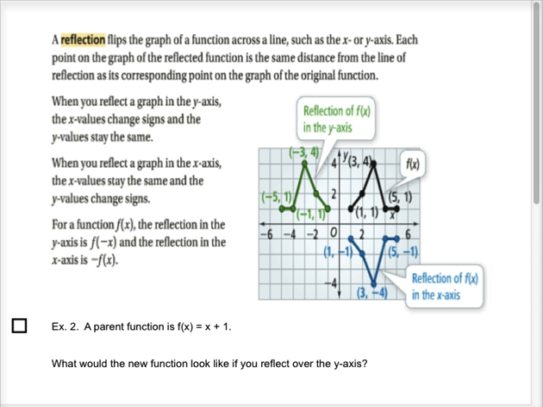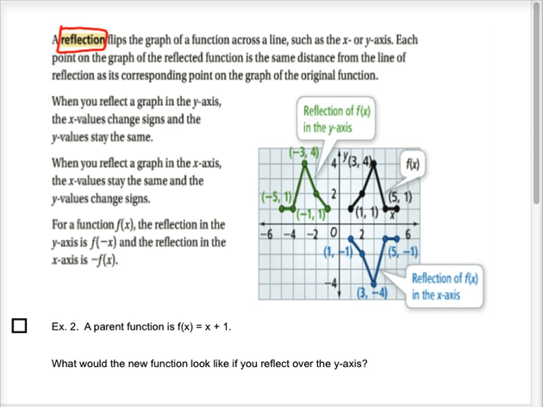So let's continue on. The next thing we're going to cover are reflections. So a reflection flips a graph of a function across a line, such as the x-axis or the y-axis. Each point on the graph of the reflected function is the same distance from the line of reflection as its corresponding point on the graph of the original function. When you reflect a graph on the y-axis, the x values change sign and y values stay the same. When you reflect a graph on the x-axis, the x values stay the same and the y values change sign.